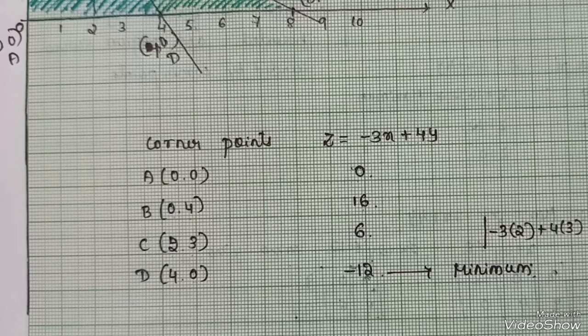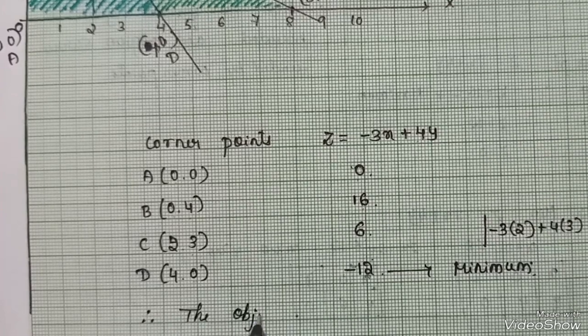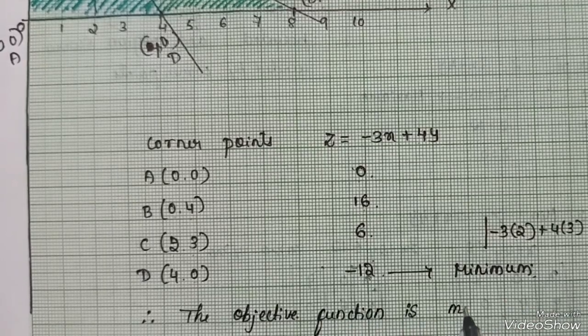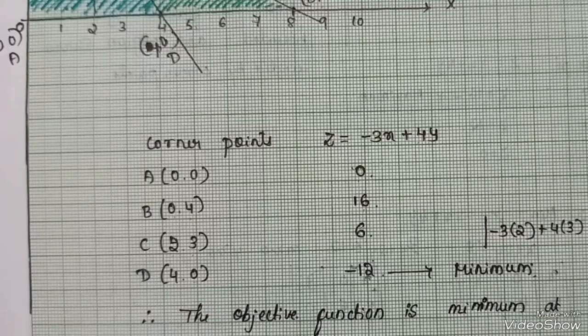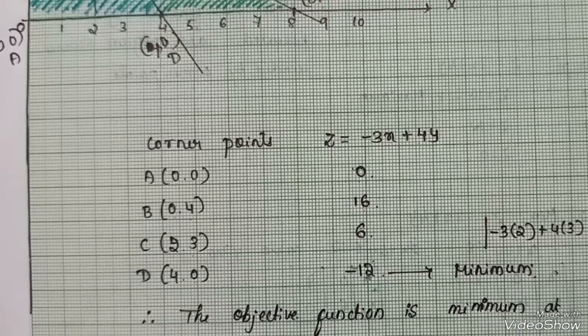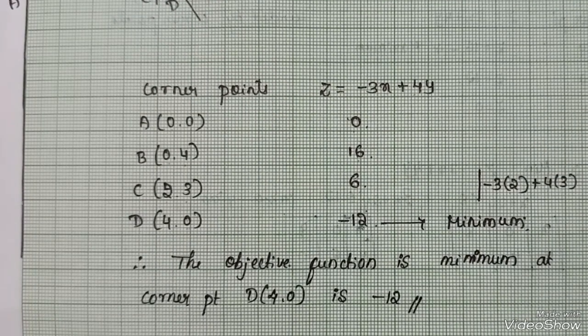Okay, we want the minimum, therefore the objective function is minimum at corner point D, 4 comma 0, which is minus 12. Okay, this is the minimum at minus 12. Okay, this is question number 2.